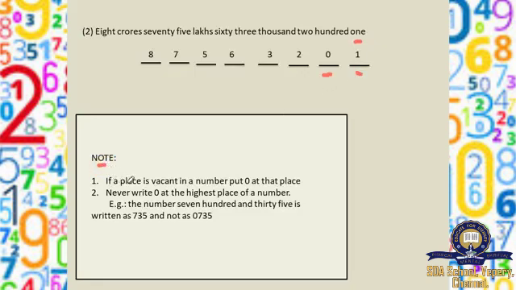Note, if a place is vacant in a number, put 0 at that place. Never write 0 at the highest place of a number. Example, the number 735 is written as 735 and not as 0735.